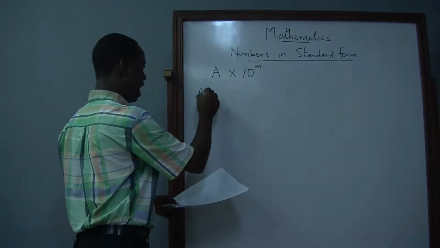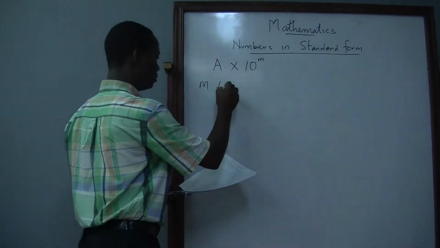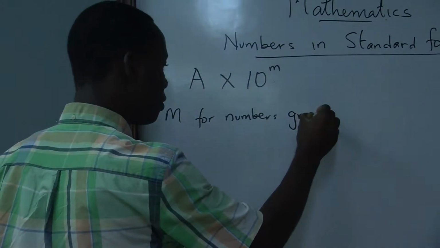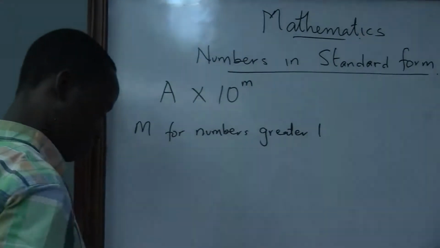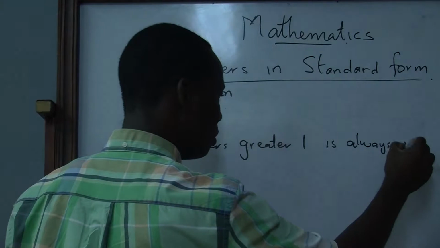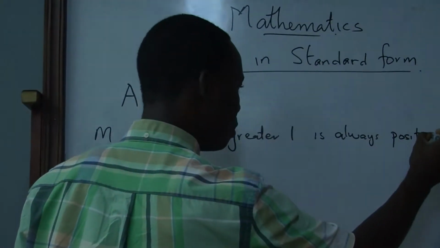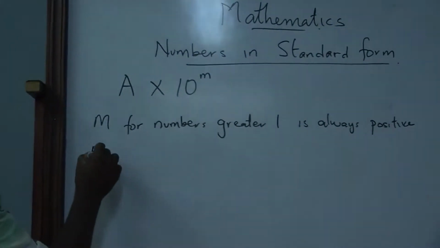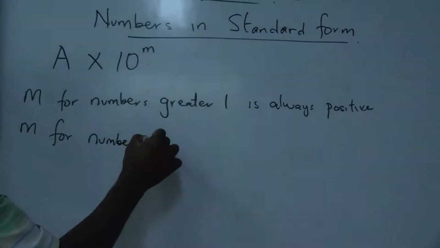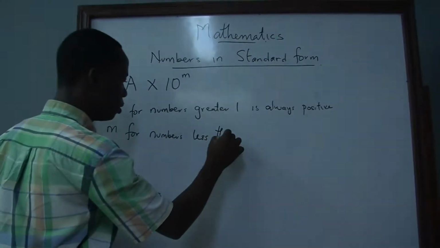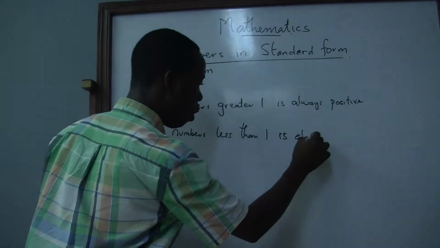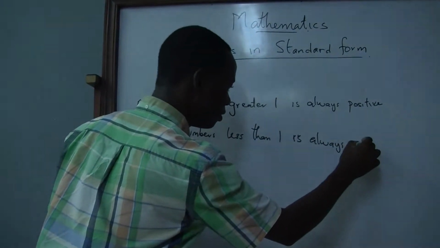Note always that n for numbers greater than 1 is always positive, while n for numbers less than 1 is always negative.